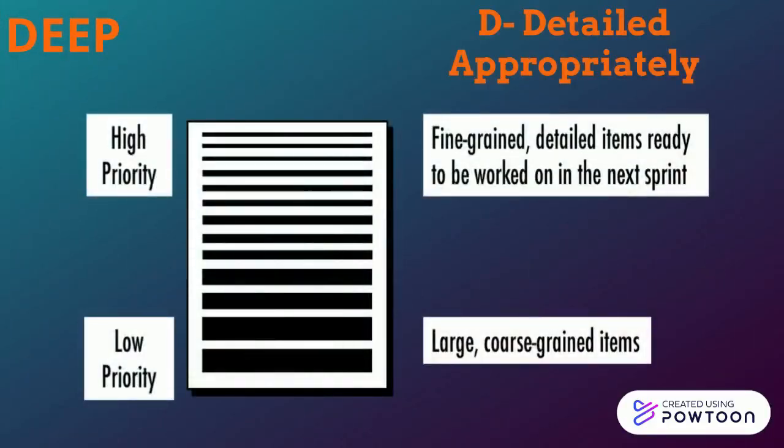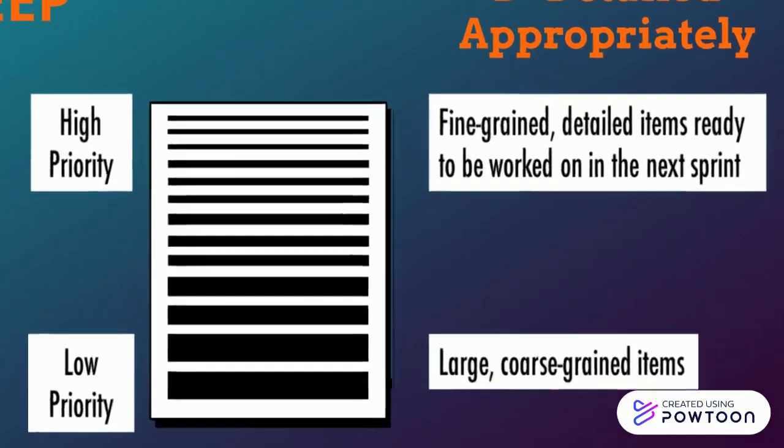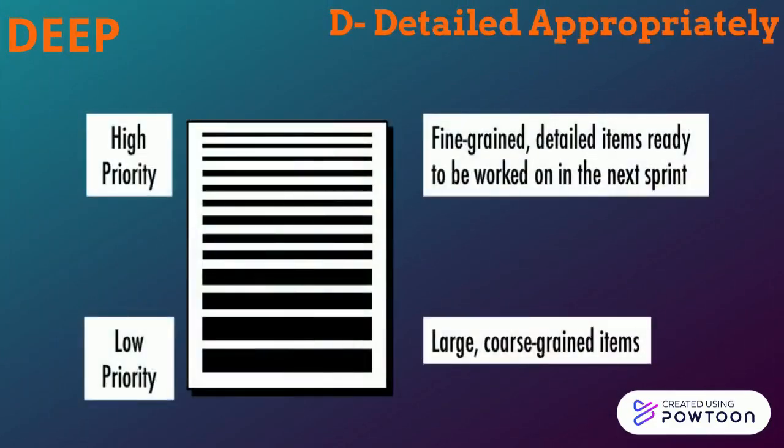Now let's see what detailed appropriately means. It basically means the items which are to be taken up in the next sprint are the ones with high priority and are on the top of the backlog, and these are the ones which are more precisely sized. So when you reach the bottom of the backlog, the stories become large, the details could be less, and they are not of very high priority because the chances of them getting changed is more.